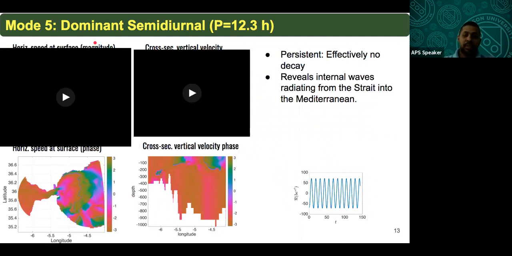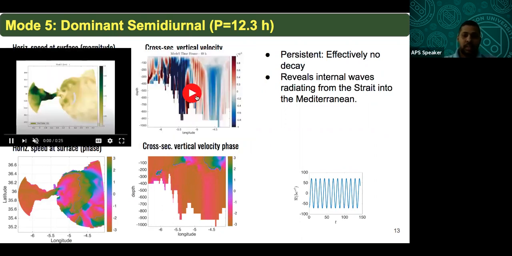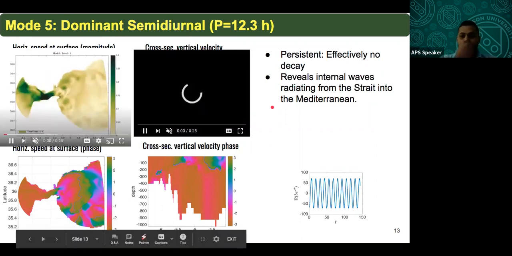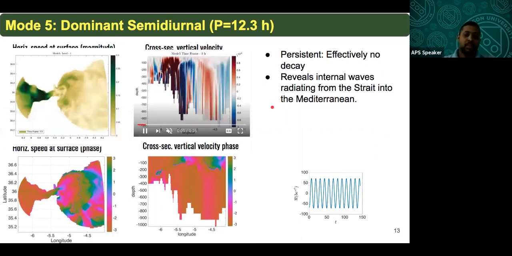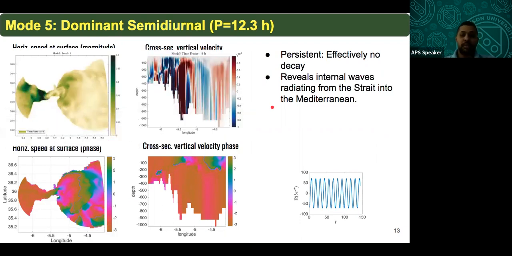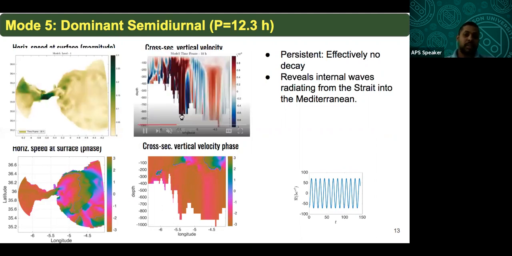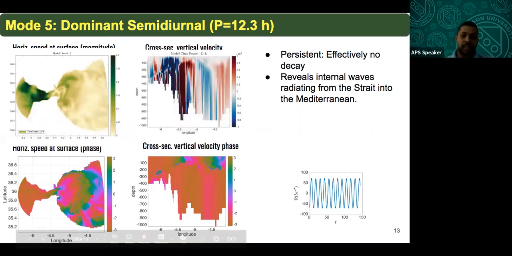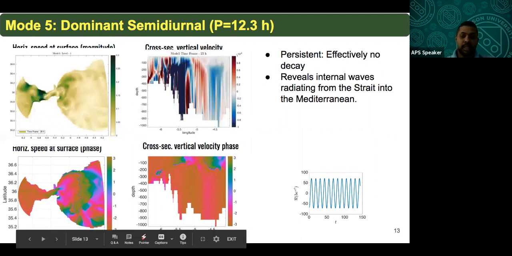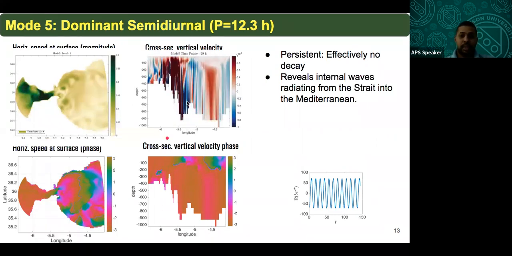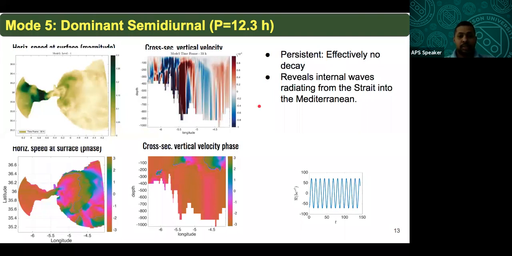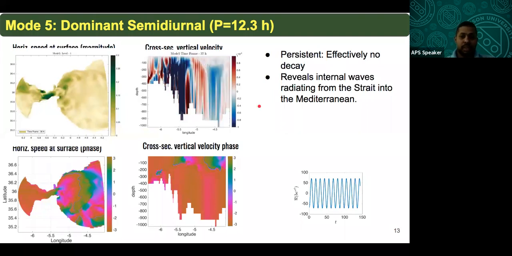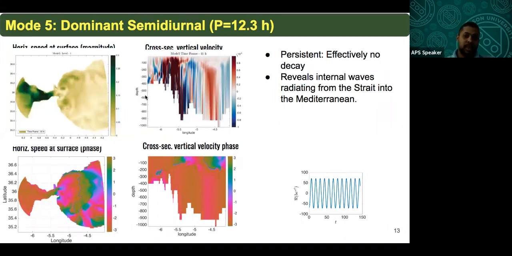First, let's talk about the semi-diurnal mode. This mode is persistent, and it has a very big half-life time, which means effectively no decay. We can notice that it reveals the internal waves here, radiating from the strait into the Mediterranean.